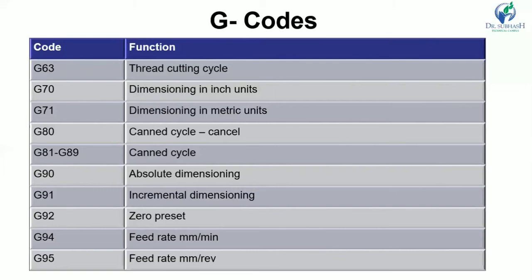Okay, value of the feed rate. If you want to give the value of the feed rate in mm per minute, then we have to use G94 code. And if you want to use the feed rate in mm per revolution, okay, then we have to use the code G95. So this is known as the preparatory function, or we can say G words or G codes. Okay, they are very important in CNC programming.